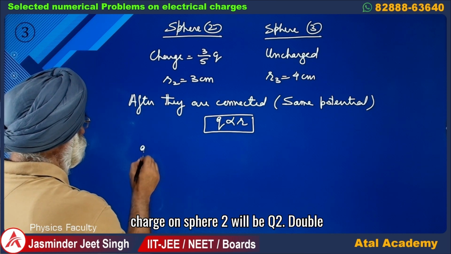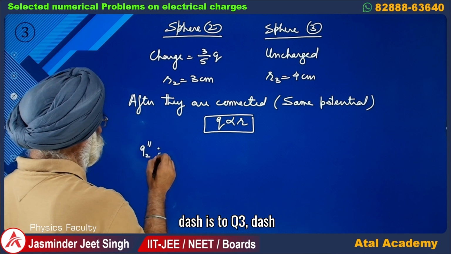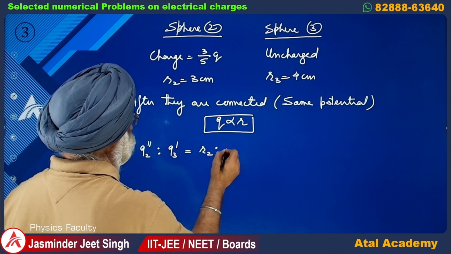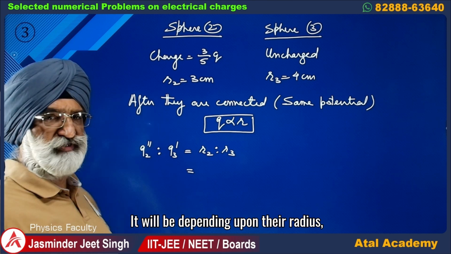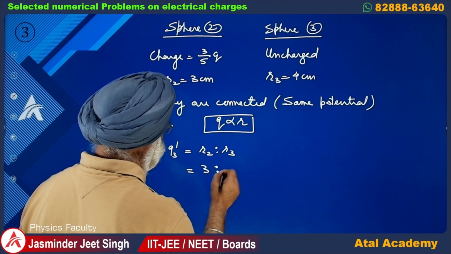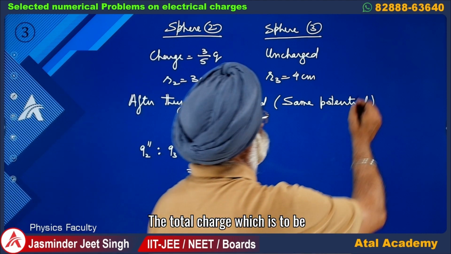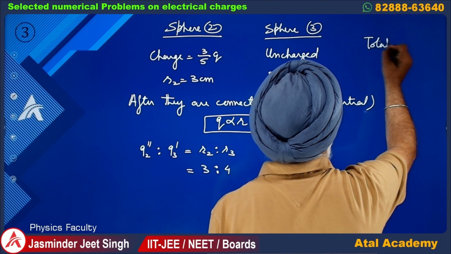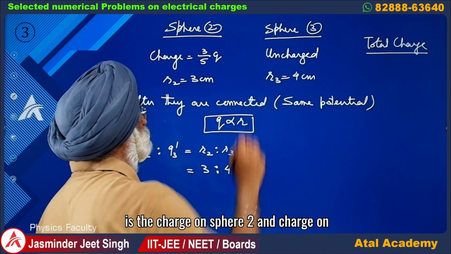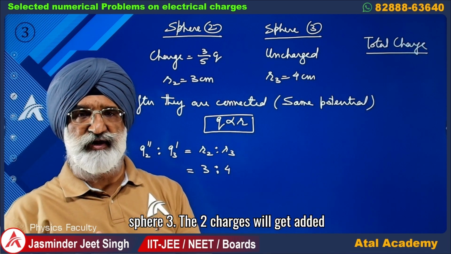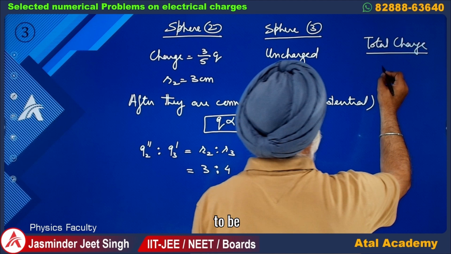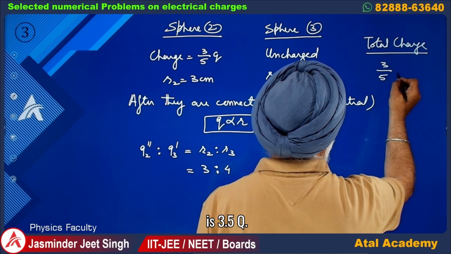The final charges on sphere 2, q2 double dash, and on sphere 3, q3 dash, are in the ratio q2 double dash to q3 dash equal to r2 to r3. It depends upon their size, and it is 3 to 4. The total charge which is to be distributed is the charge on sphere 2 and the charge on sphere 3. The two charges will get added up. It will be 3/5 q plus 0. That means the total charge to be distributed is 3/5 q.